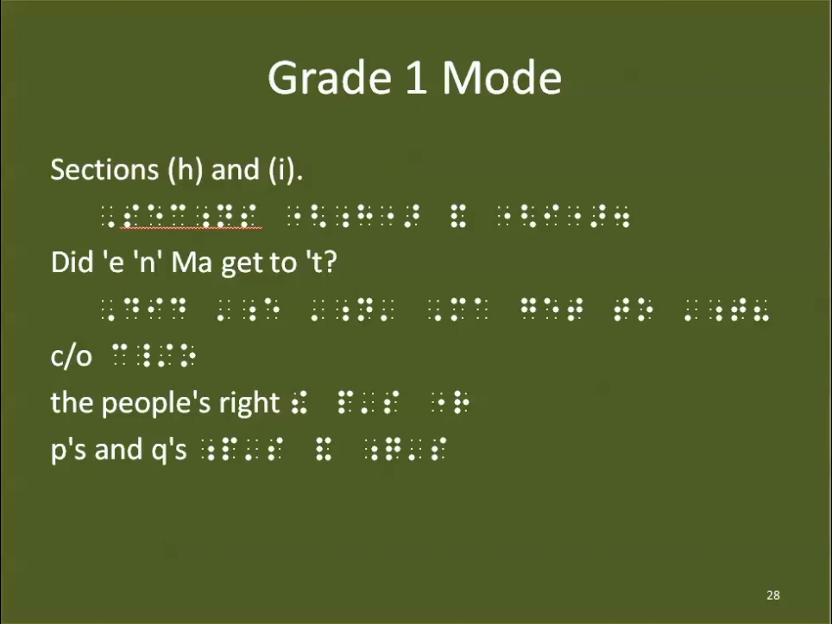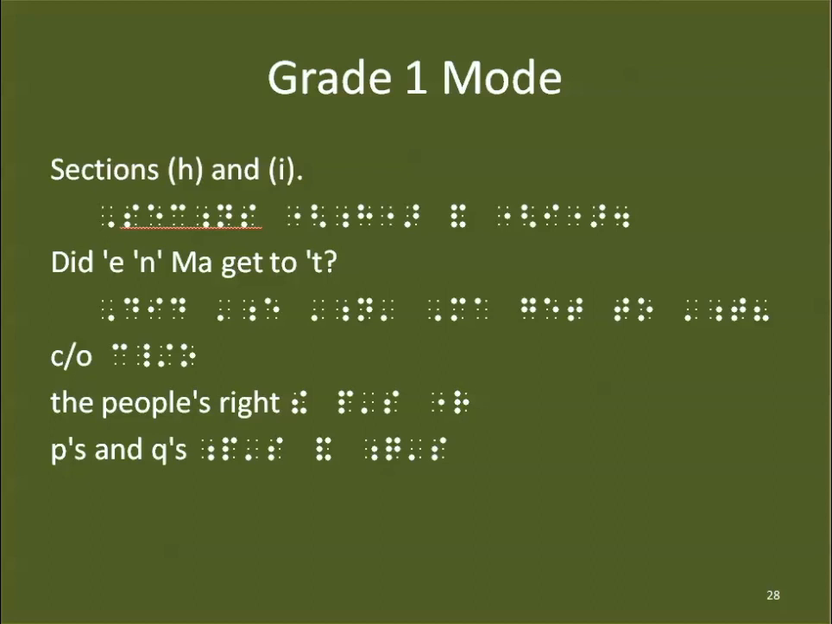The next example, we have a local dialect. Did E and Mom get to it? I don't even know how you say that. But we have the E, there's an apostrophe in front of it, spaces on either side. That means that E would be standing alone. So we need to put the grade 1 symbol indicator in front of it, so that's not read as the word every.